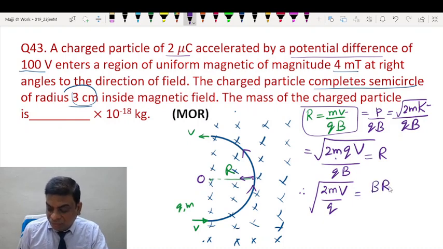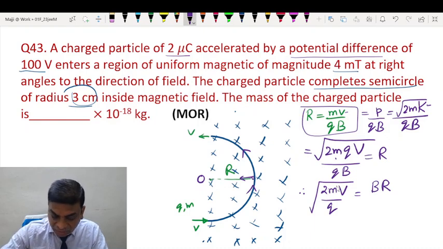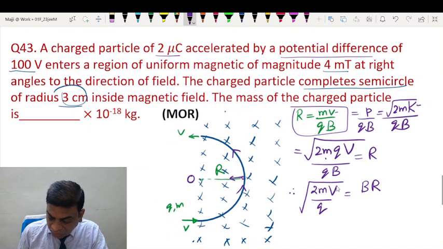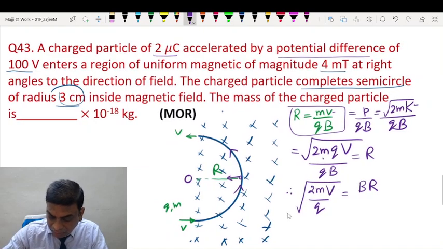So now it's a matter of formula substitution. We'll be able to find m here. So let us substitute the values here. So here itself I will substitute.